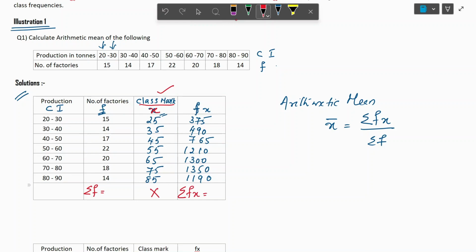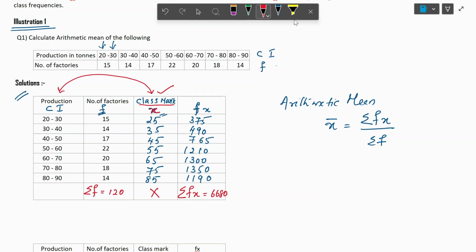Here we need sigma f and sigma fx. Therefore, sigma f is equal to 120. Calculate with your calculator, and your summation of fx is coming 6680. Now you have completed your table. How many columns? 4 columns. I think it is clear for you. Here x is a new column which we added. That is your class mark. Class mark is a midpoint of the class interval. These two columns are connected. 20 to 30, 25. The next one is 30 to 40, 35, 40 to 50, 45, like this it continues.